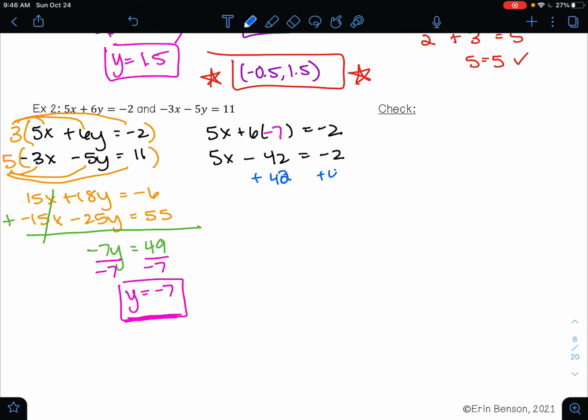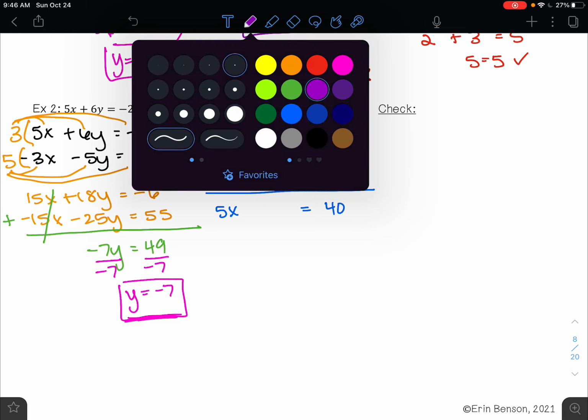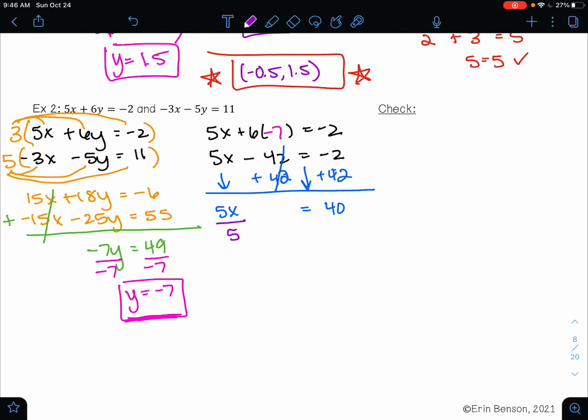42. And so I'm going to bring down my 5x. Negative 42 plus 42 is 0. I'm going to bring down my equal sign. Negative 2 plus 42 is 40. To undo multiplication, I'll do division, and I'll get x equals 8. So my solution is the ordered pair 8, negative 7.